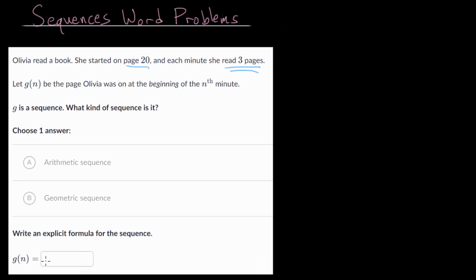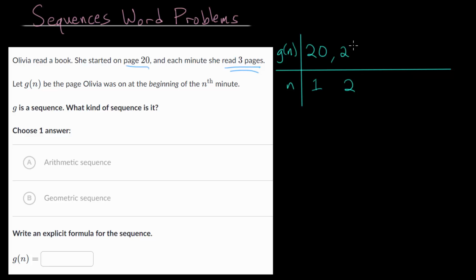So, before we answer the questions, let's just try to generate the sequence. At the beginning of the first minute, she was on page 20. So that's when n is equal to 1. This is our G of n value. And she's reading 3 pages every minute. So at the beginning of the second minute, she's on page 23. At the beginning of the third minute, she's on page 26, and so on.